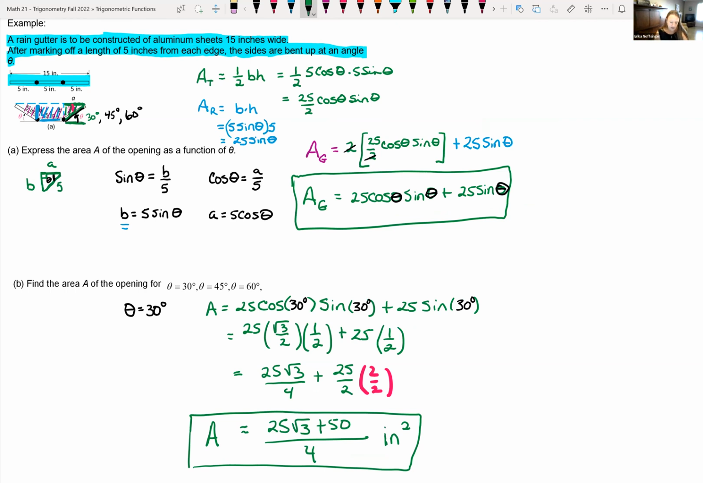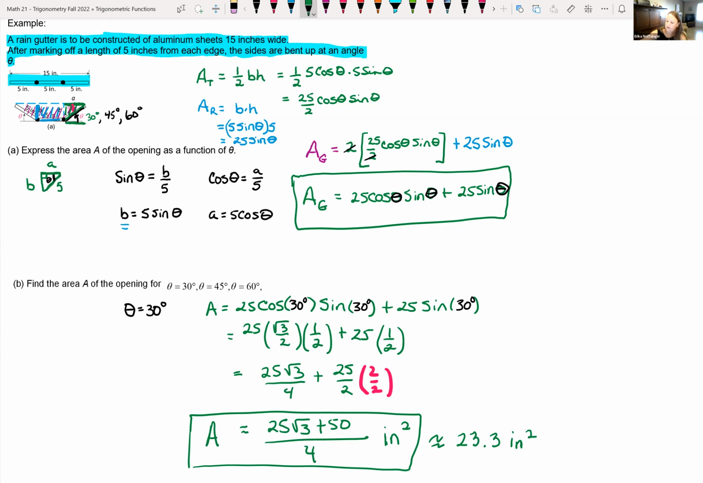Plugging in the calculator, just be careful when you're putting in the numerator that you put parentheses around that whole numerator. So we have 25 times the square root of 3 plus 50, divide that whole thing by 4. So we would get that this is approximately 23, depending on where they wanted us to round. If we round it to the tenths, I'd have 23.3 square inches is the area of that gutter if we rotate those sides up just 30 degrees.